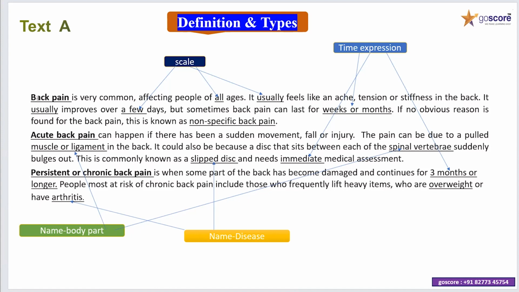So like this, you have to skim the text. What are the things you feel are important? What are the things we have discussed in our strategies and tips, in our clues? The same thing you have to mark here also. Then you can just move to the next text.